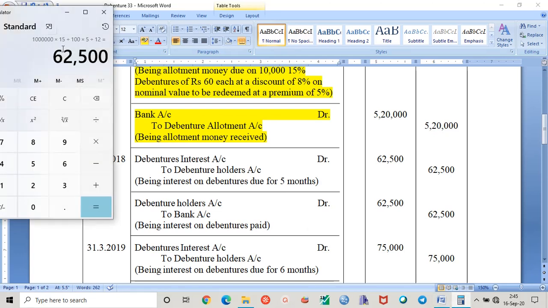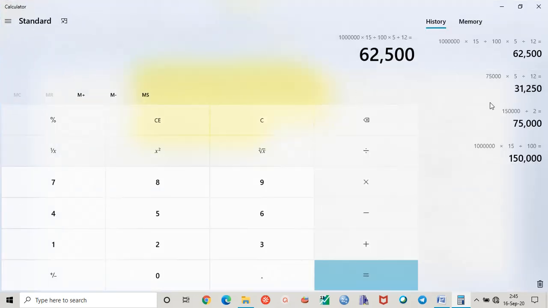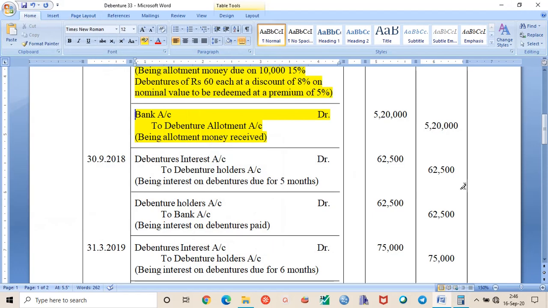Let me show you one more time. 10 lakh, I hope you can see it properly. 10 lakh is the full face value into 15%, into 5 divided by 12. You are calculating only for 5 months, that's why 5 by 12. So from May to September, 5 months, 62,500. That's the amount.